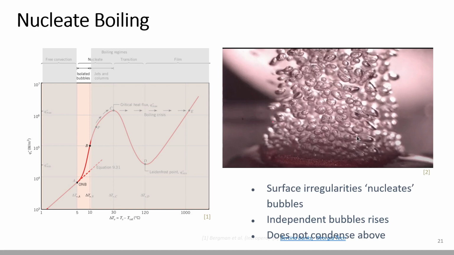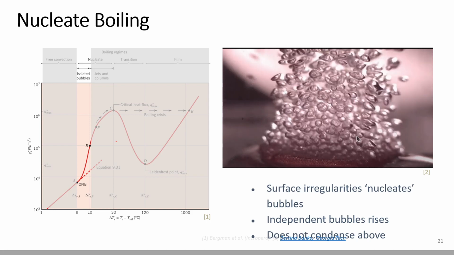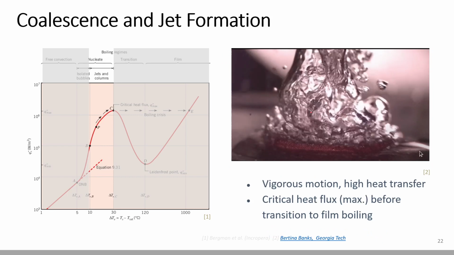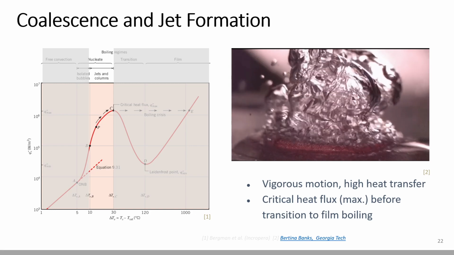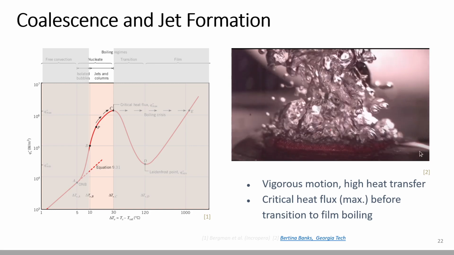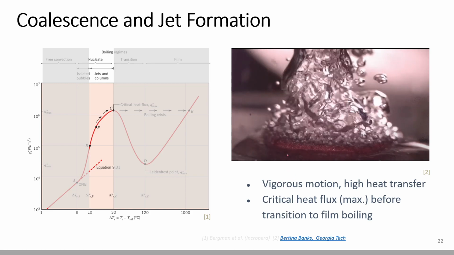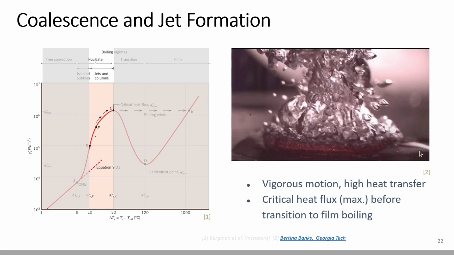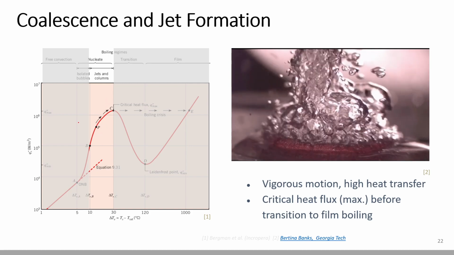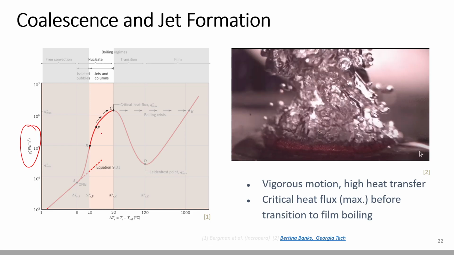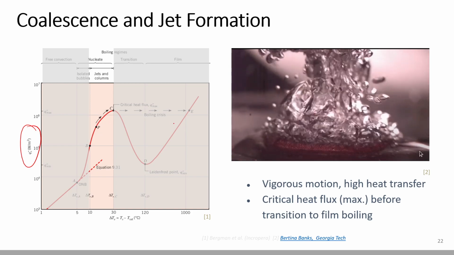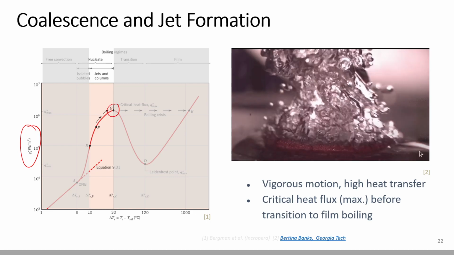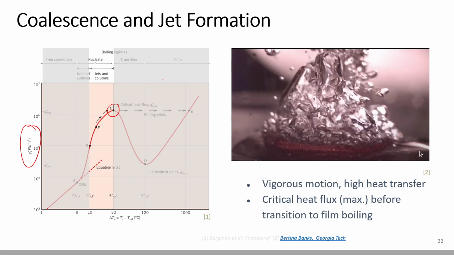Then if we increase the temperature further, constant jets or columns of bubbles are formed. Now we don't have isolated bubbles, we have constant jets. Due to these constant jets, there is vigorous motion in the fluid, due to which the heat transfer coefficient, or the heat transfer rate, will rapidly rise. Eventually we will reach the critical heat flux. After this critical heat flux, we will be transitioning to film boiling.